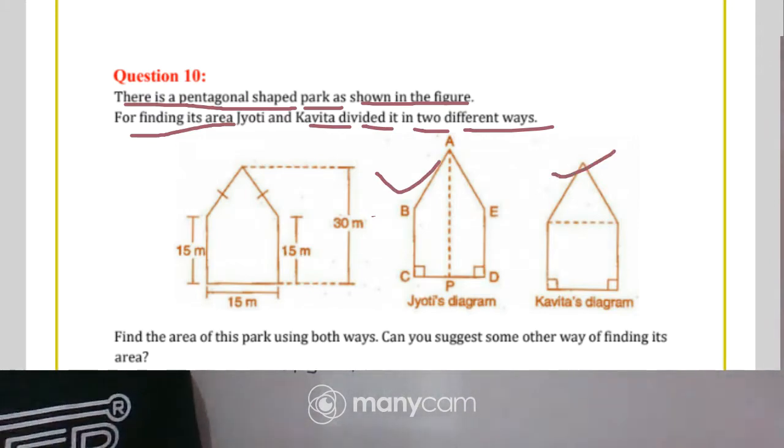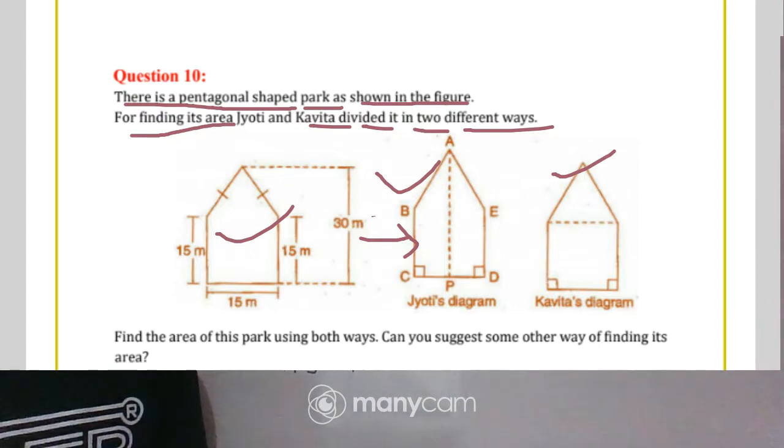So you can see here what is given. Jyoti's diagram is this, so this is divided into two parts. This part is made as a trapezium. And this is 15, this is 15, and this is also 15, 15. This is a square and a triangle. Let's see how to solve it.